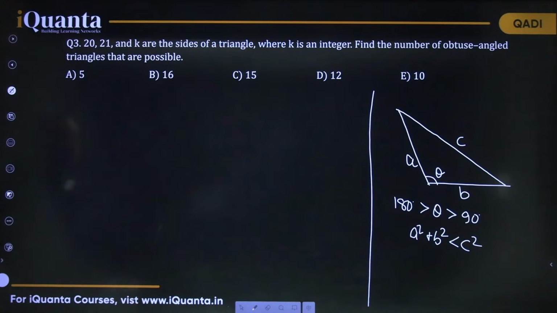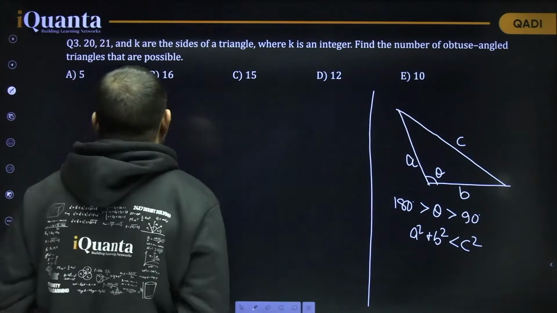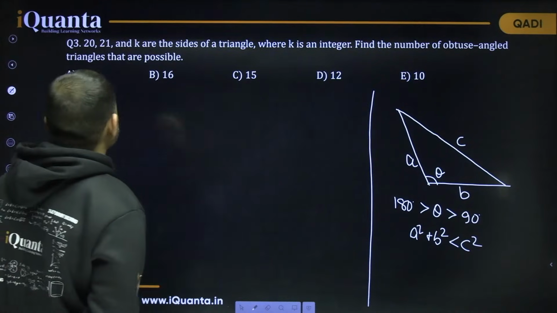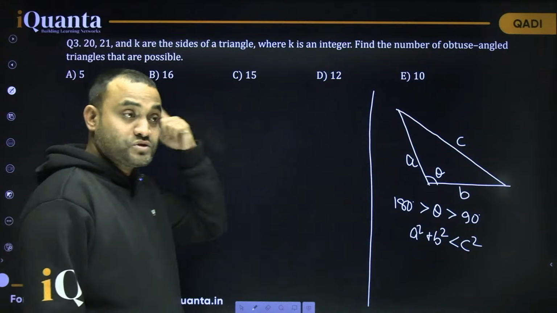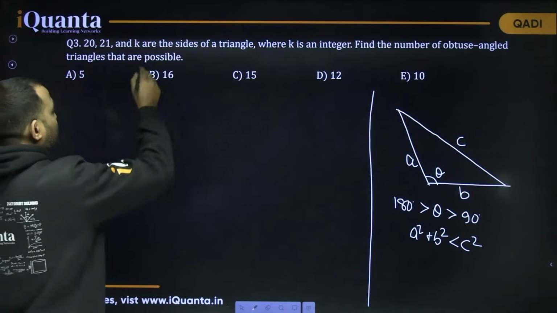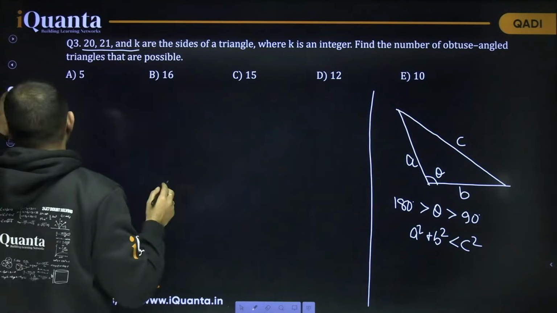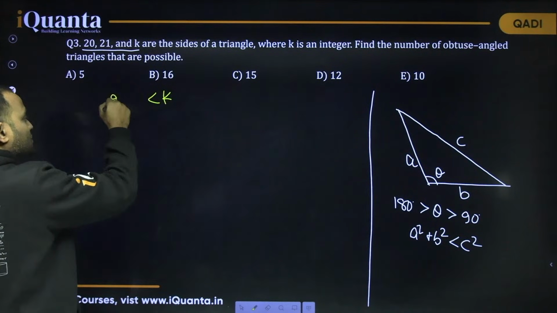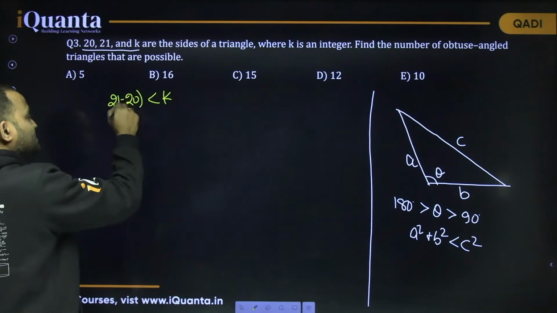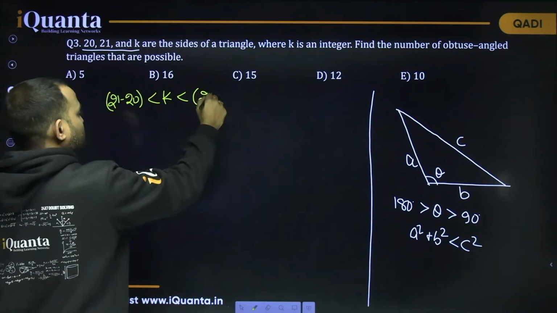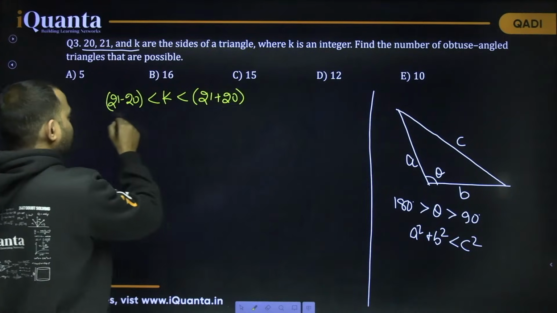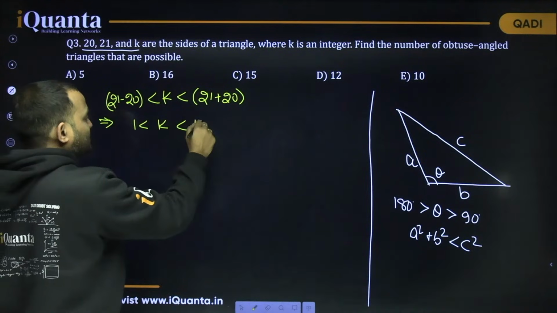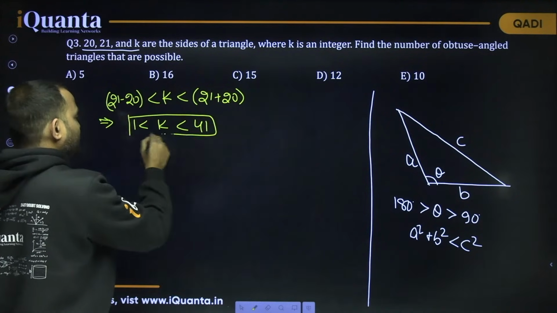Okay. So, it is given 20, 21 and k are the sides of a triangle where k is an integer. Find the number of obtuse angle triangles that are possible. First of all, we find the range for k. In any triangle, what do we know? That a side is greater than the absolute difference between the other two sides and less than the sum of those two sides. So, from there we can say that k will be greater than 1 but less than 41. This is the range of k that we got.